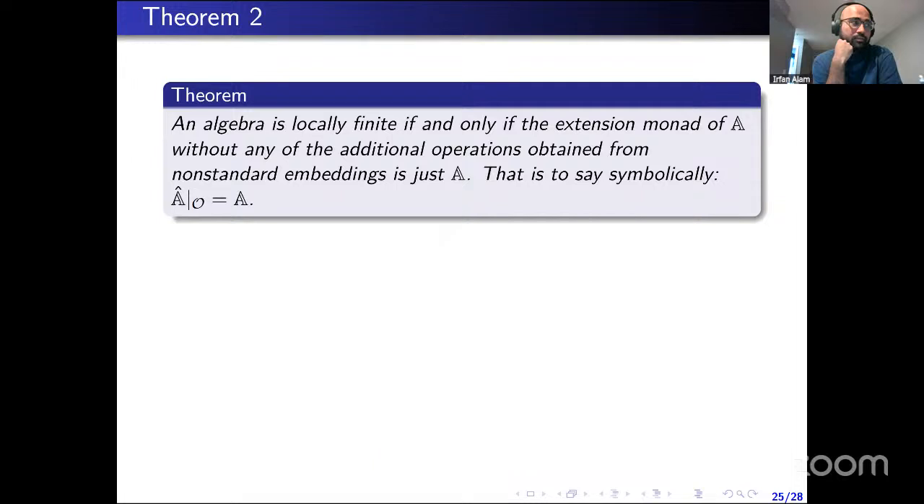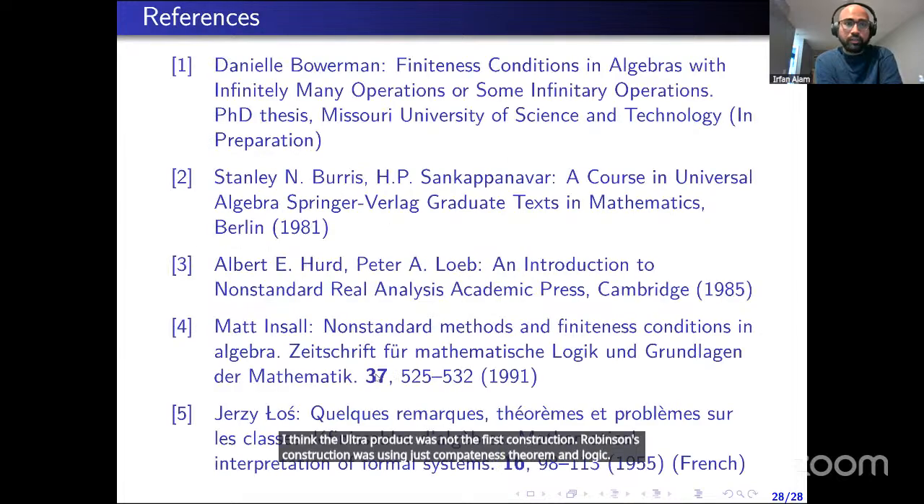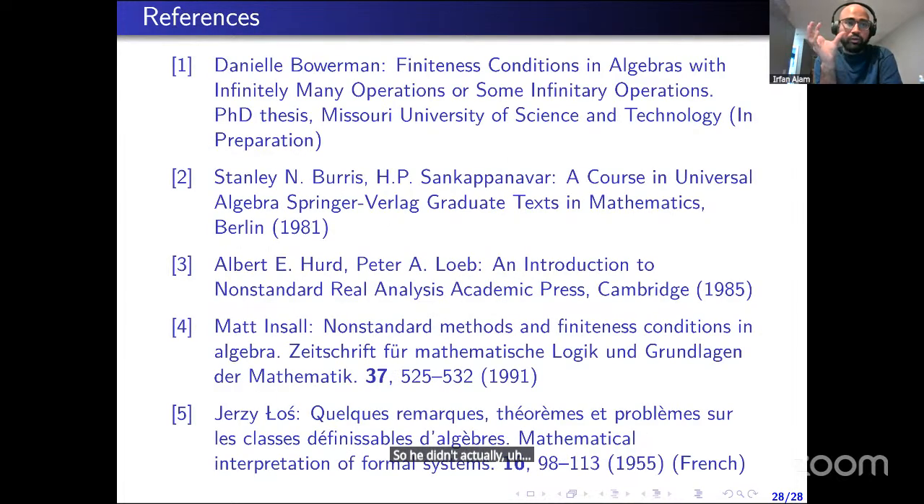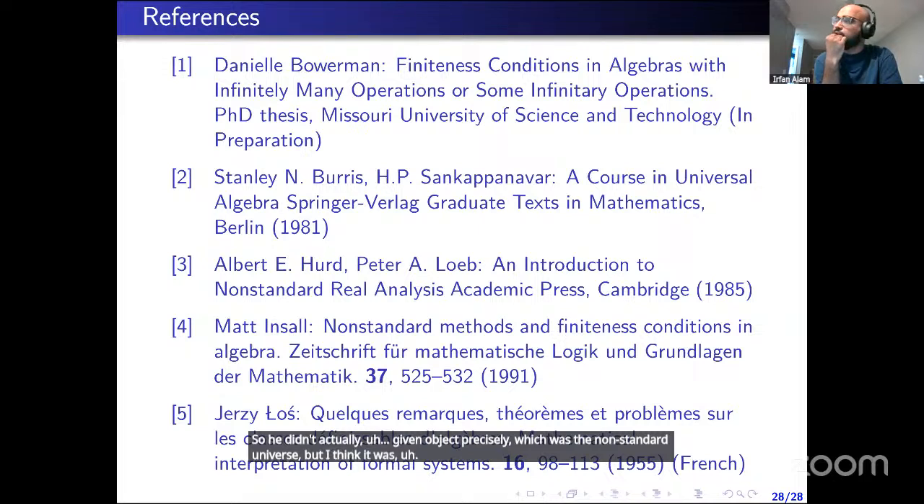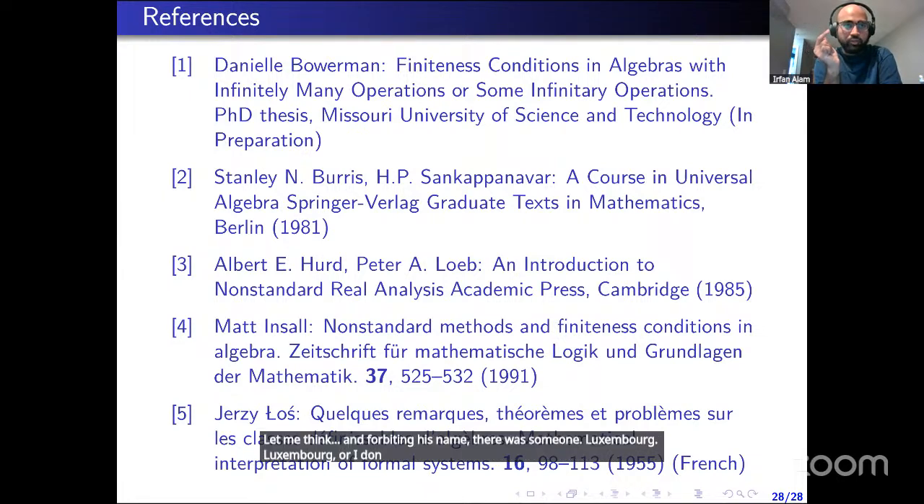So originally, tools from logic were used. I think the ultraproduct was not the first construction. Robinson's construction was using just the compactness theorem in logic. So he didn't actually give an object precisely, which was the non-standard universe, but I think it was, let me think, I'm forgetting his name. There was someone, Luxemburg, or I don't know how to pronounce his name.